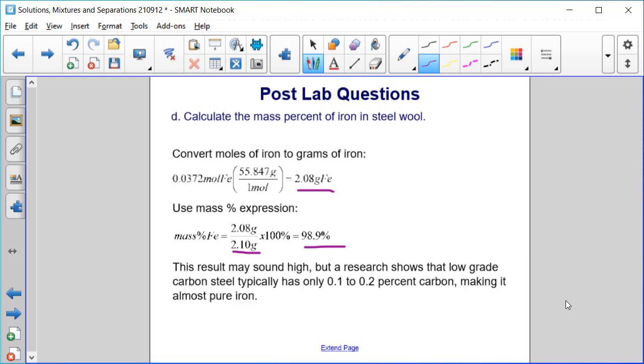This result may sound high, 98.9%, but research shows that low-grade carbon steel, or steel wool, typically has only 0.1 to 0.2% carbon, making it almost pure iron.